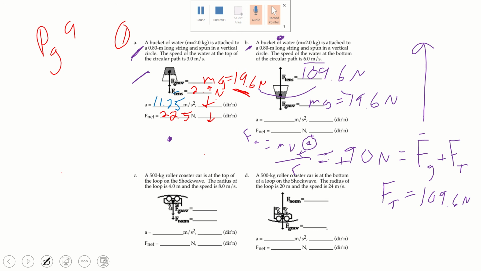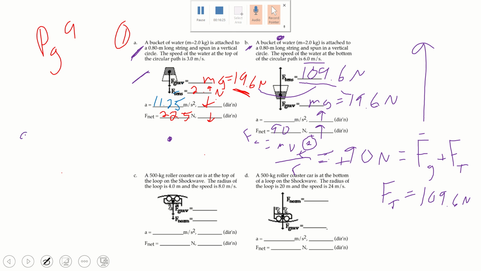Okay, so fill in what we already did. We said 90 newtons was the amount of centripetal force we needed. That must be pointed upward, as does the centripetal acceleration need to be. And the tension force, again, 109.6.